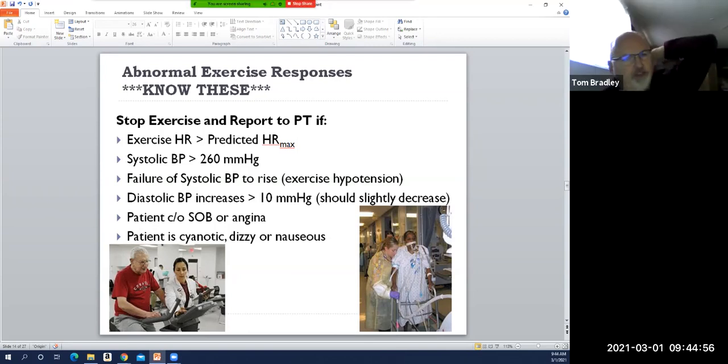So you've got a predicted max heart rate. When we go into an exercise session, are we going to have a parameter for blood pressure as well?